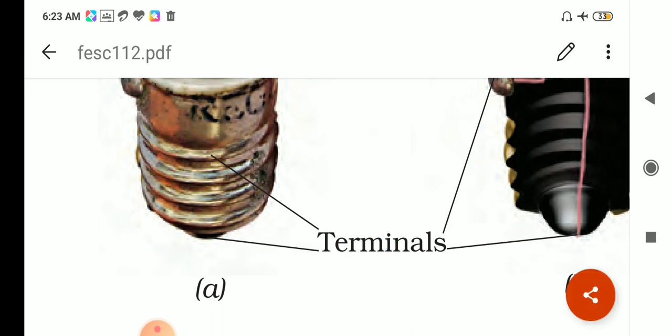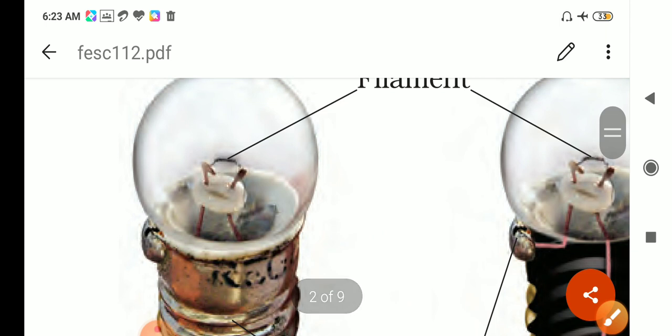The filament of the bulb glows when electricity flows through it, and if the filament of the bulb breaks, then the bulb will not glow. Such a bulb is called a fused bulb and has to be replaced.